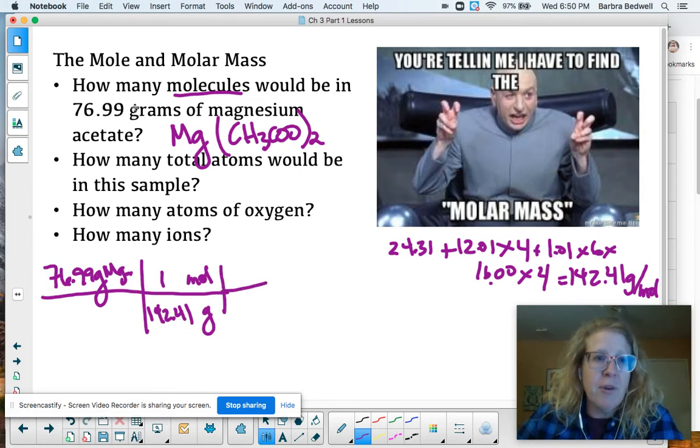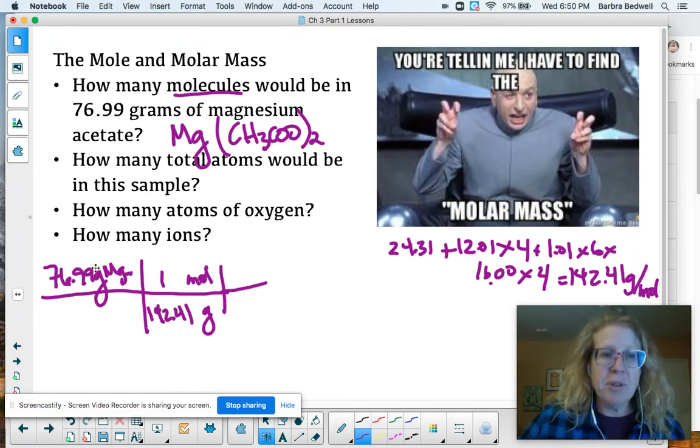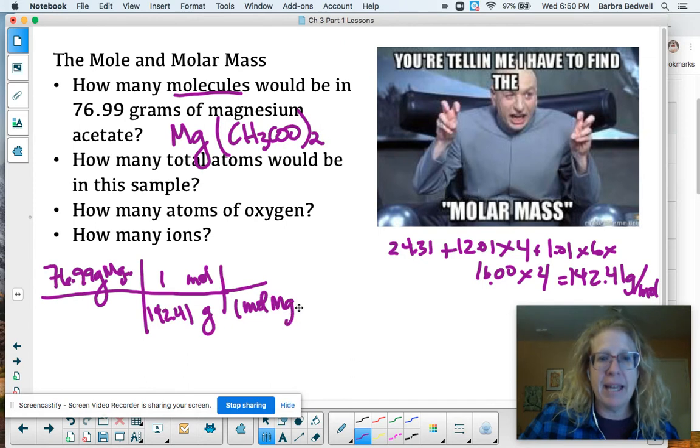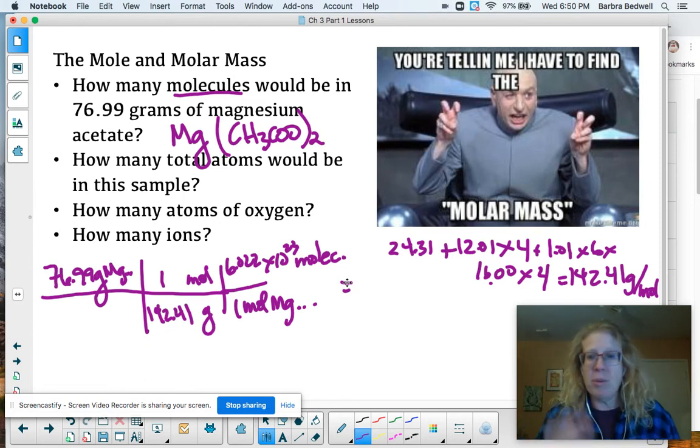Now we can go one step further because this one's asking us for molecules. And again, when we are using Avogadro's number with a compound, that means that our Avogadro's number tells us the number of molecules, not the number of atoms. So 1 mole of magnesium acetate would equal 6.022 times 10 to the 23rd molecules of that particular compound. So again, it's a big number, but this will give us the total number of molecules, not the total number of atoms.